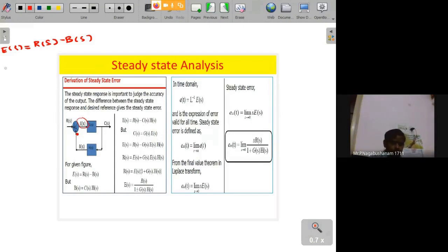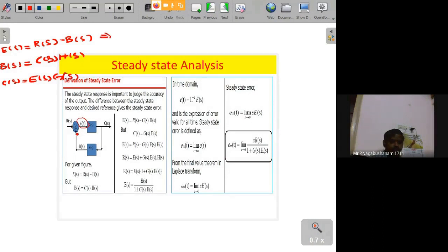Now, from the diagram, B of S is nothing but C of S coming towards this feedback. C of S is multiplied with H of S. So B of S is nothing but C of S into H of S. Next, what about C of S? C of S is the output; in this point also C of S, here also C of S. C of S is nothing but E of S multiplied with G of S. So C of S is equal to E of S into G of S.